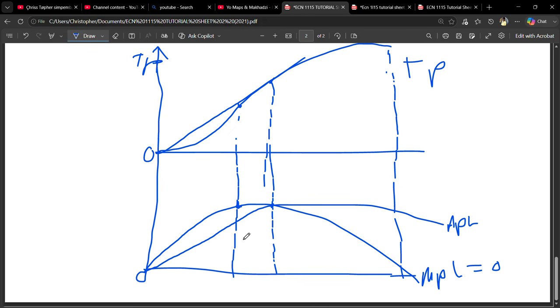Just do it like that because I do not have space. Okay, I hope that is clear.